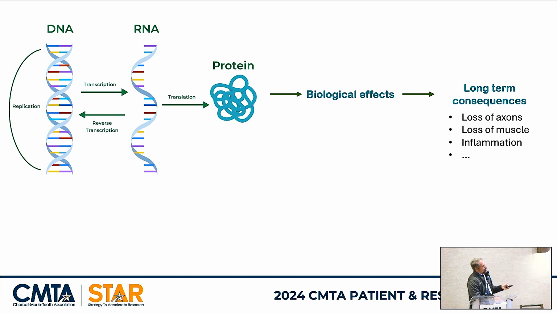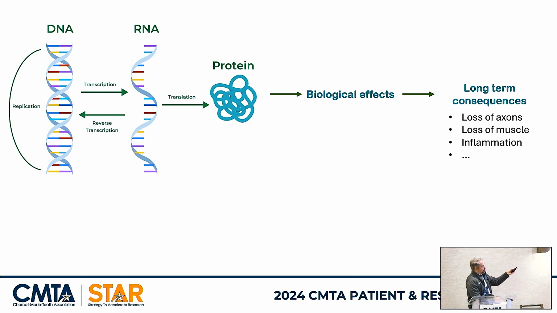Now, that protein will have different biological effects, and if a mutation happens and that biological effect is messed up, then you can have, especially in CMT, long-term consequences. That can be loss of the axons that we talked about, loss of muscle mass or muscle atrophy, inflammation. There are different things that will happen down the line and could potentially be therapeutic targets, as we're going to see in the next talk.